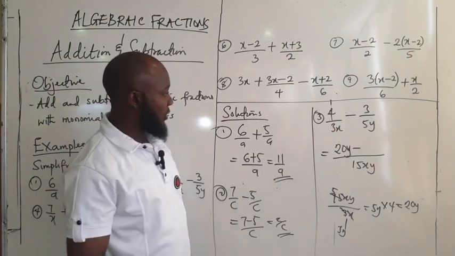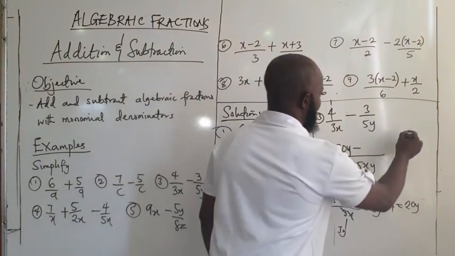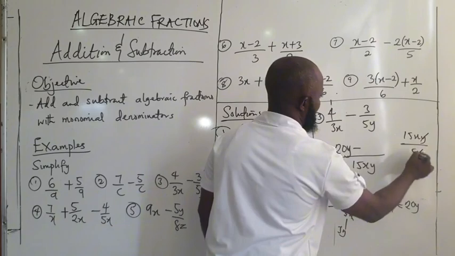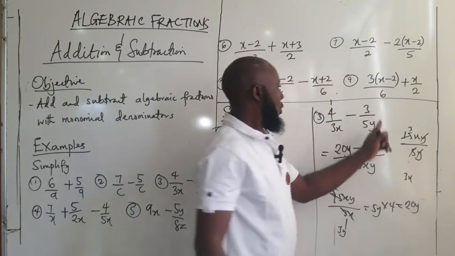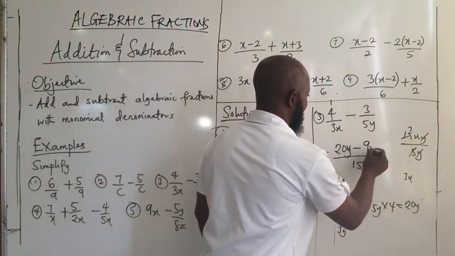We go to the second fraction. We do the same thing: 15xy divided by 5y. y cancels y, 5 into 5 is 1, 5 into 15 is 3. That is 3x. What do we have as numerator? 3. So 3 times 3x is 9x.